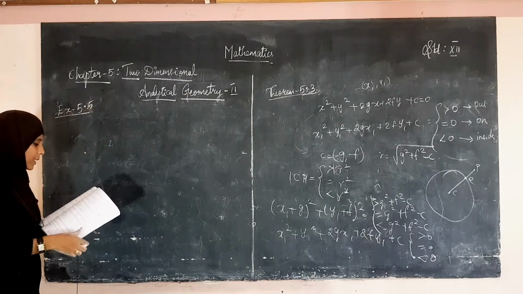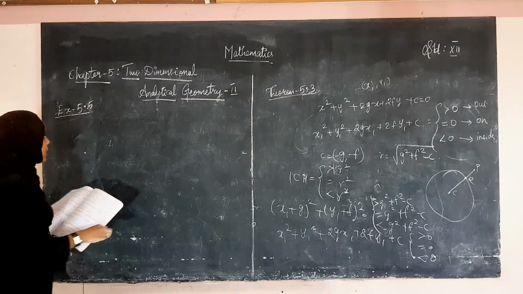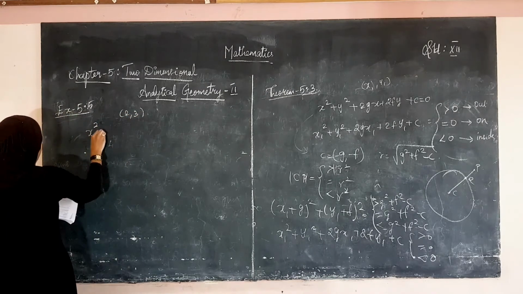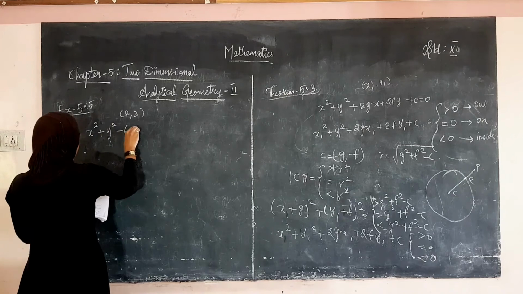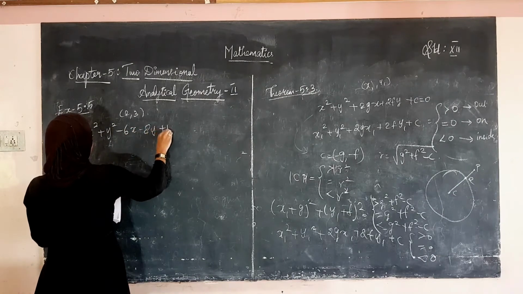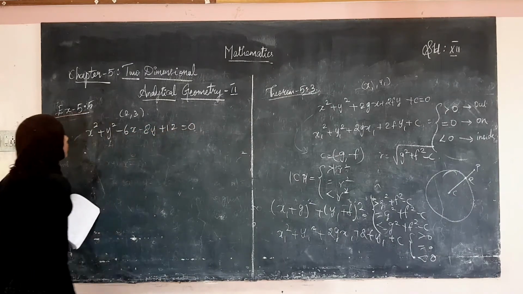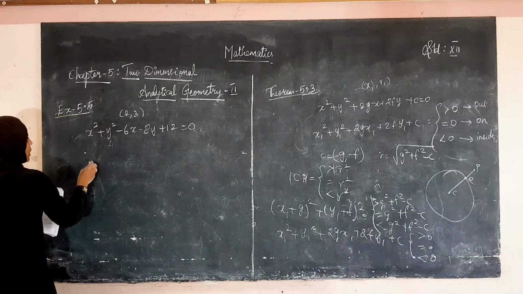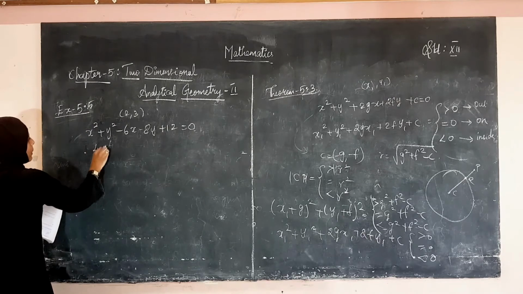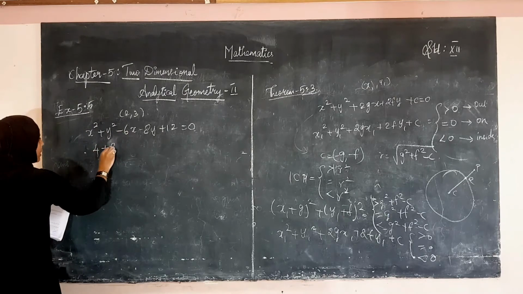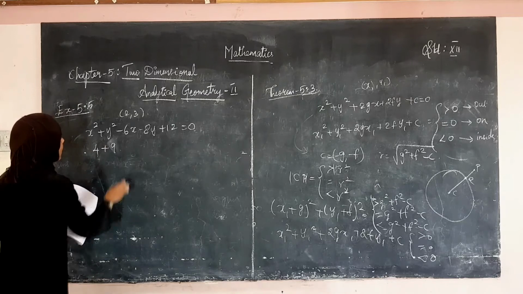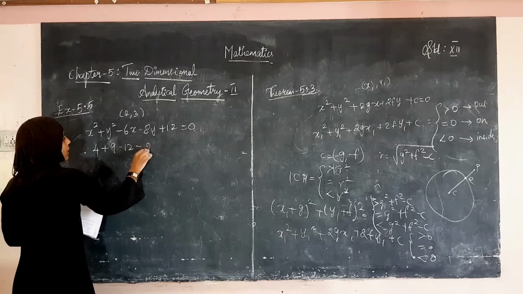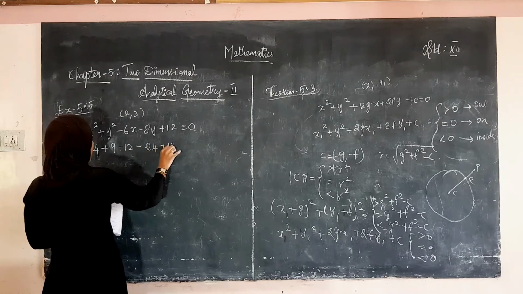Example 5.5. Examine the position of the point (2, 3) with respect to the circle. The circle given is x² + y² − 6x − 8y + 12 = 0. So by that theorem, what you have to do? You have to substitute the point here. So 2 squared is 4, plus y squared is 9, minus 6 into 2 is 12, minus 8 into 3 is 24, plus 12.